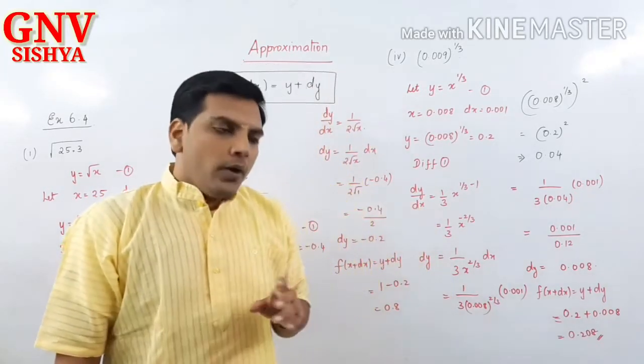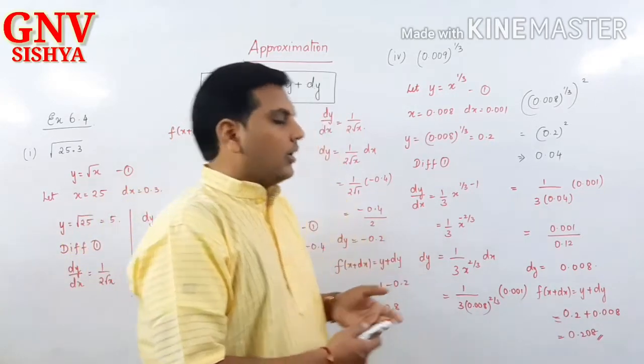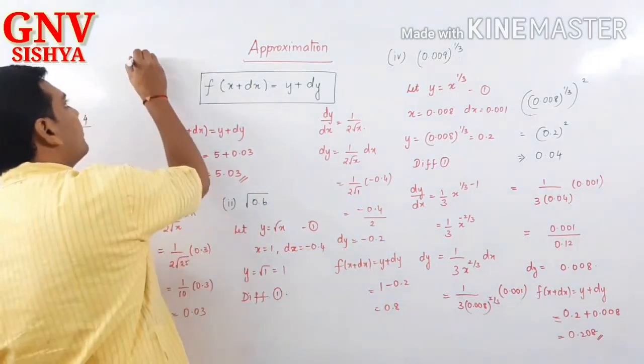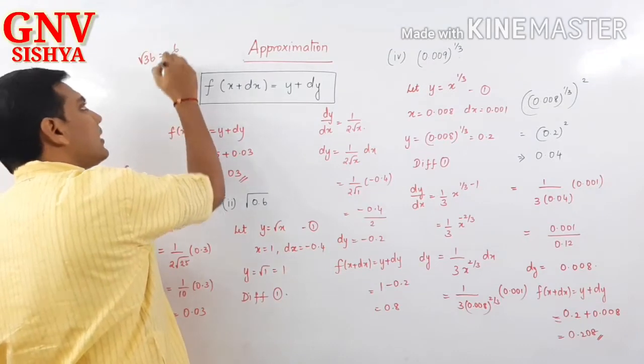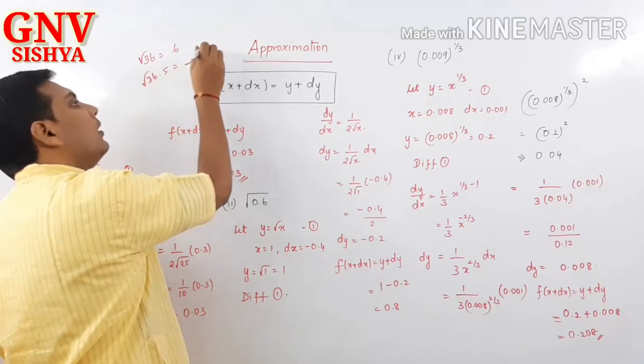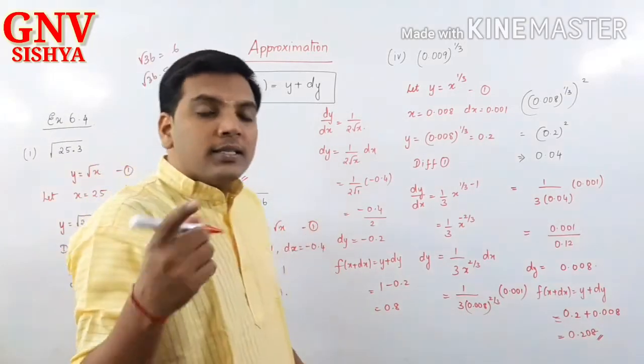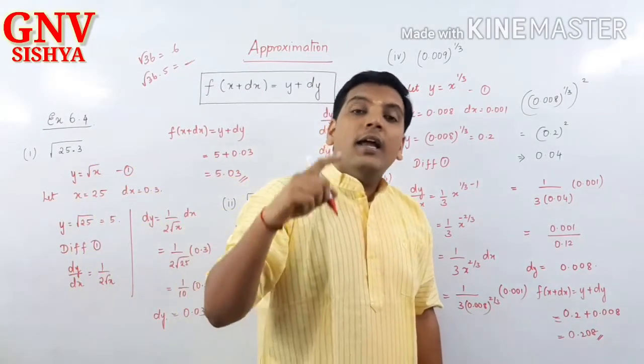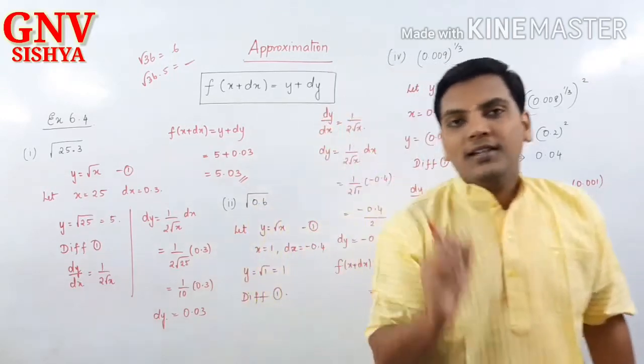Okay, sir. How we are going to find, sir? What we are going to find, sir? Very simple. If you say something root 36, what is the answer? You will say 6. If I am going to say root 36.5, you will think, right? It will be 6 point something else. Like that only we will say. Now we are going to find that something else.